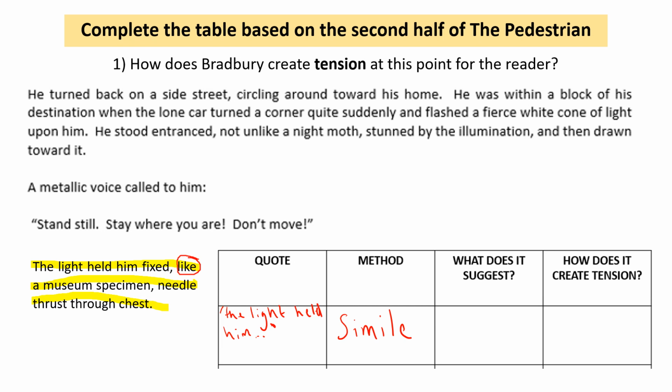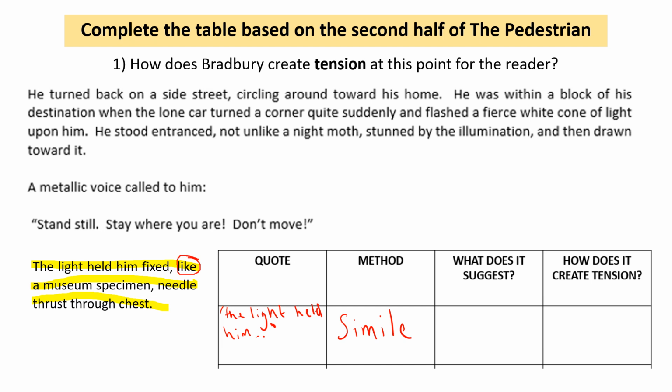Okay, now the most important part. What does this simile suggest? So this simile says that the light held Leonard fixed, like a museum specimen needle thrust through his chest. So it's comparing the way that Leonard reacts to the police car's light to the way that an insect or an animal is pinned to a board in the museum, or even when it's inspected and they put needles through it to check what's inside and see what it's like.